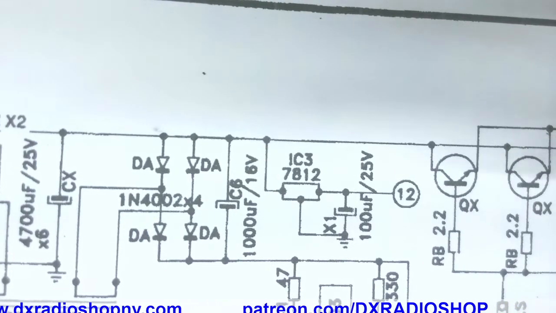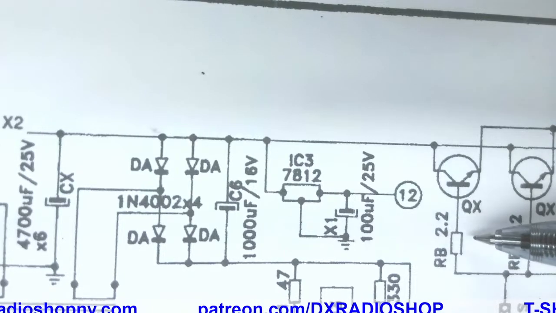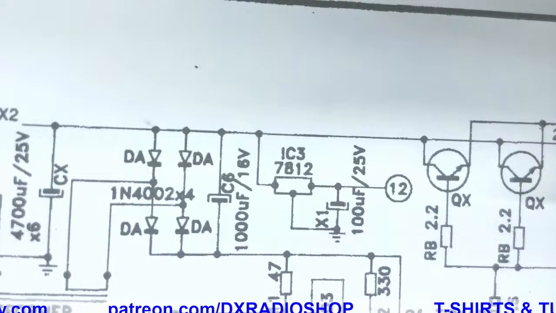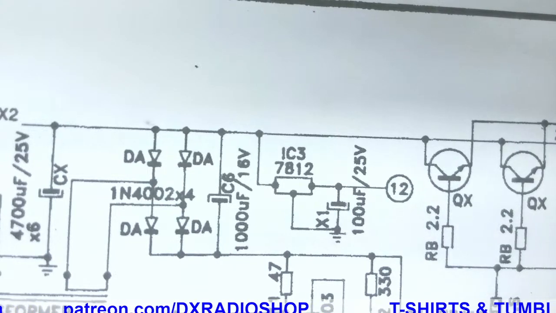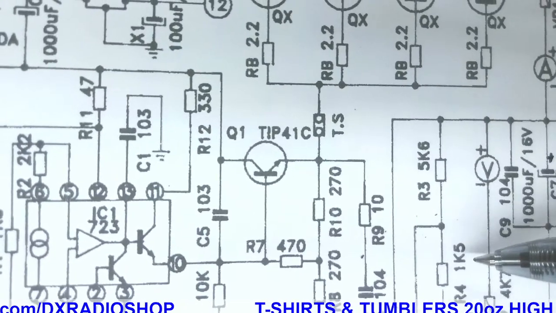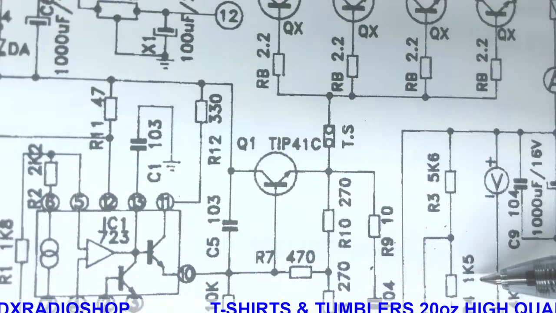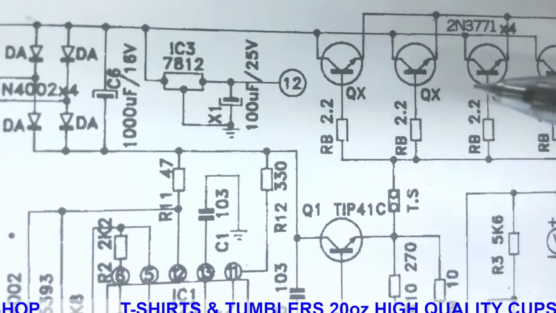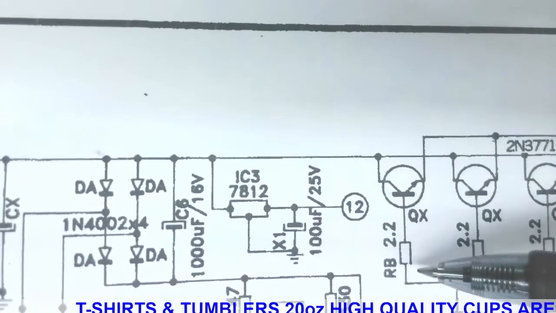So it says 2.2, so that's the 2.2 ohm resistors across here. 470 ohm, etc. If they were anything more, it would say, like down here, 1K5. That means it's a 1.5K ohm resistor. All right, so don't be misled by what these numbers are. You have to understand them.